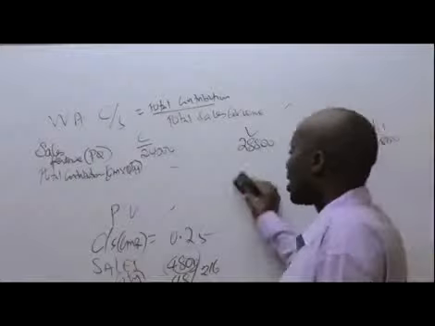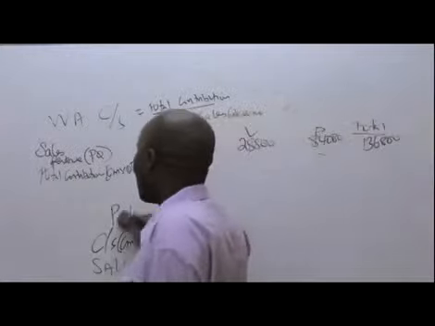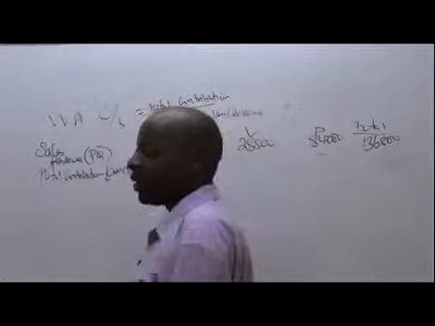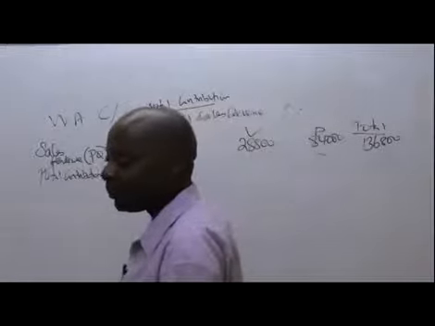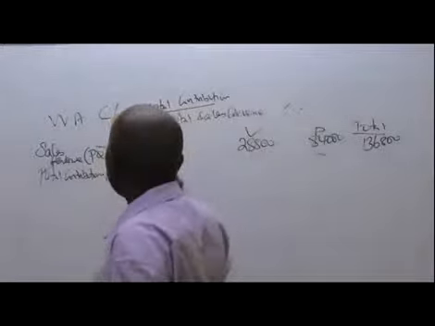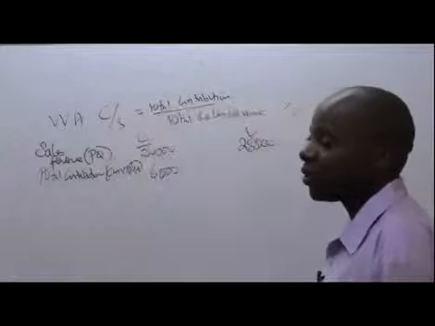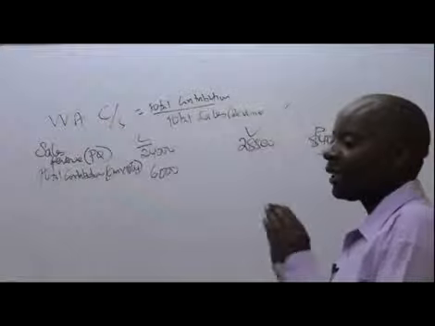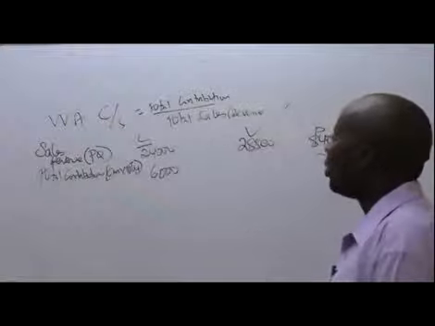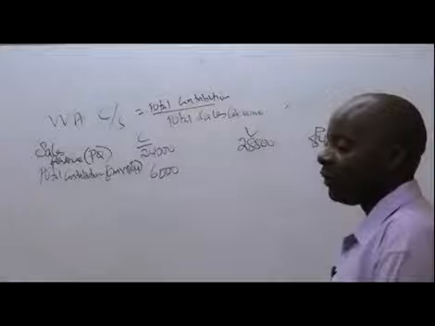Contribution margin is the same as contribution per unit. So C, according to Lokai, is 6,000. She's taken 1.25 times 4,800. How about V?